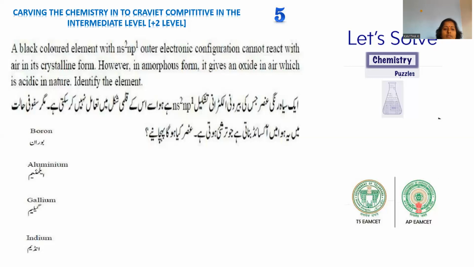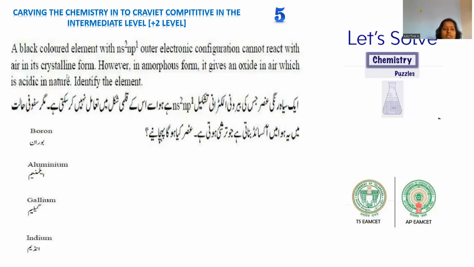Aluminium is a metallic silver color. Gallium is also silver color. Indium is also silver color. But boron has black color, right? So from this only we can find out which element it is.